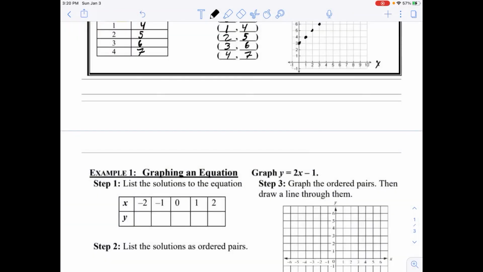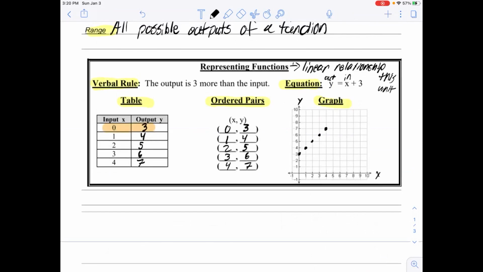Now I can draw a line through it to show that we could keep putting points in here. We could keep doing that forever. We're not going to because that would take too much work. So this is how we represent a function or linear relationship. We have a verbal rule, equations, tables, ordered pairs, and graphs. So that's what we're going to be practicing a little bit today.